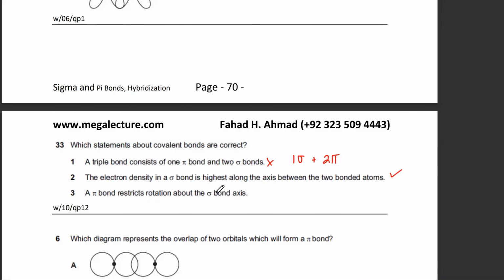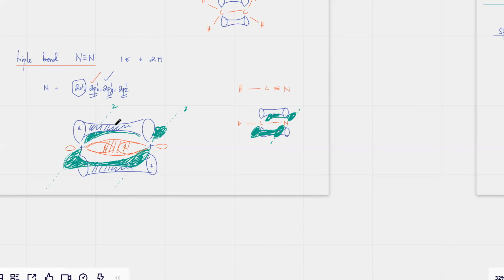And the pi bond restricts rotation about sigma bond. That is also true. I did write this over here, that when a pi bond is formed, you can't rotate this side independently, because this atom is now locked with the other atom. So this side cannot independently rotate. I did show you a video as well. This atom cannot independently rotate now because its orbitals are now locked in place with the other atom's orbital.